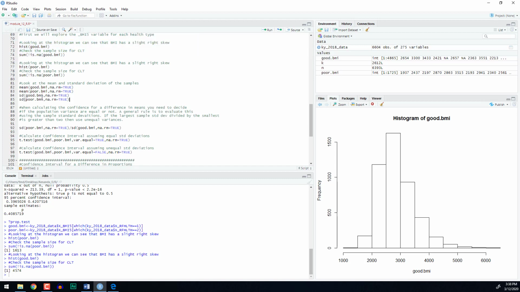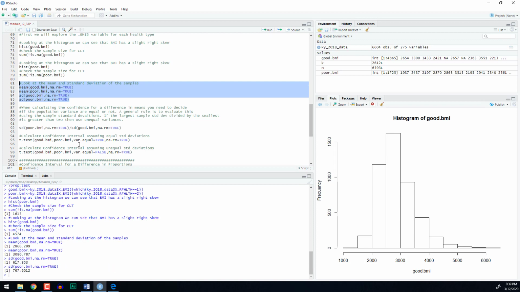All right, so next I'm going to look at the mean and the standard deviation for each of my samples. We see there is a difference in the sample means, but remember we're interested in a difference of the population means, and then we have each of the standard deviations.